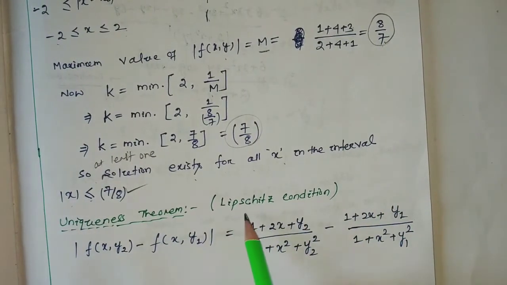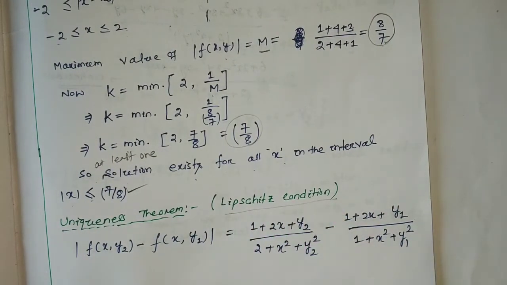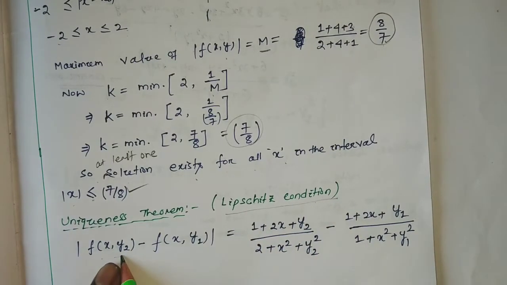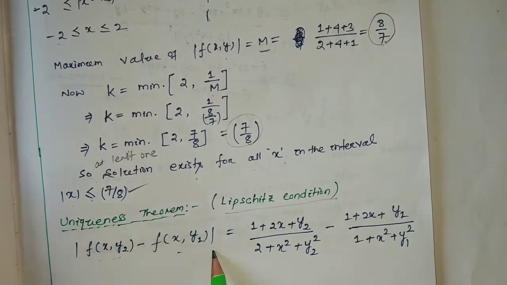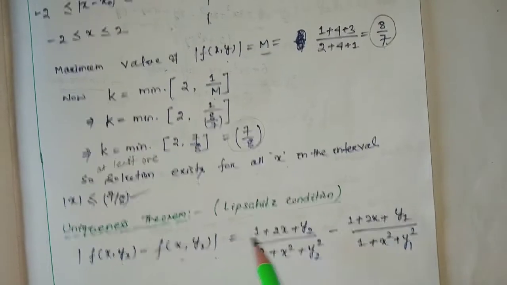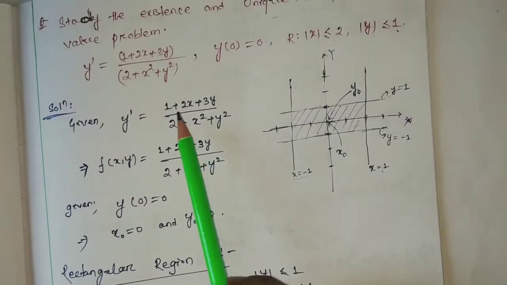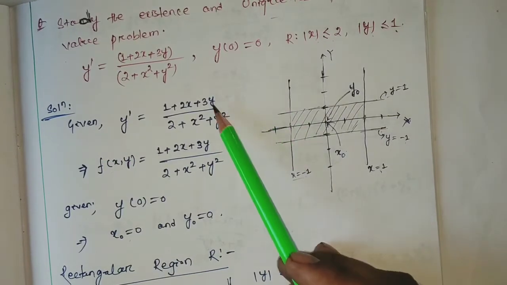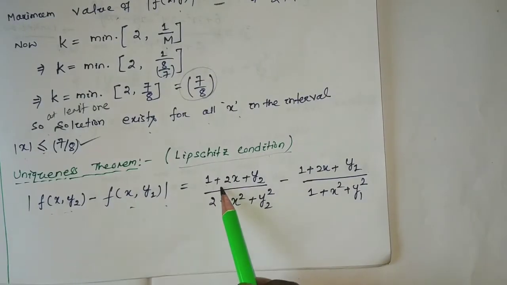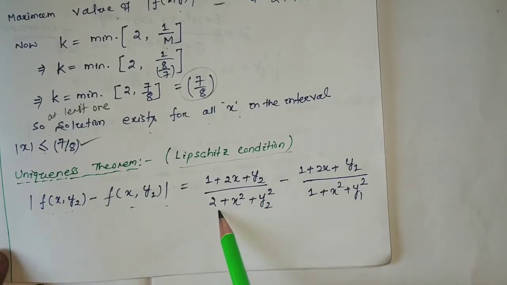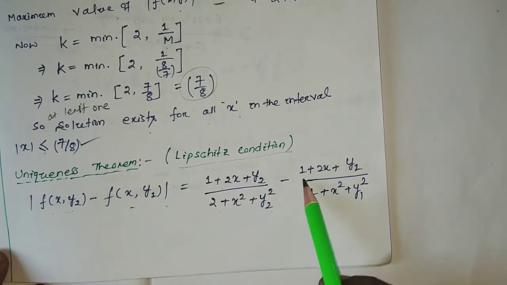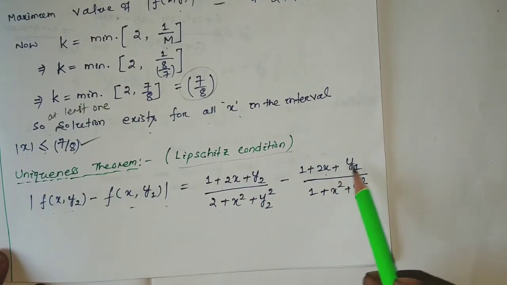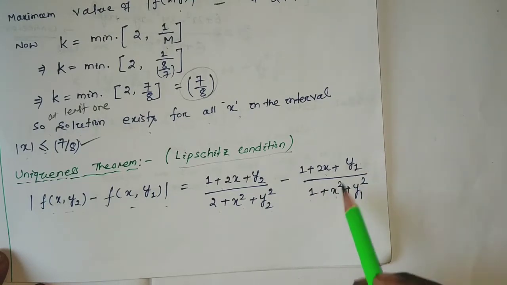For that we have to consider the Lipschitz condition. So for the Lipschitz condition, we have to consider this one, f(x, y2) minus f(x, y1). So here f(x, y) is nothing but this one. So first we have to consider y2, then minus y1. So it will be (1 plus 2x plus y2) by (2 plus x square plus y2 square) minus (1 plus 2x plus y1) by (1 plus x square plus y1 square), right?